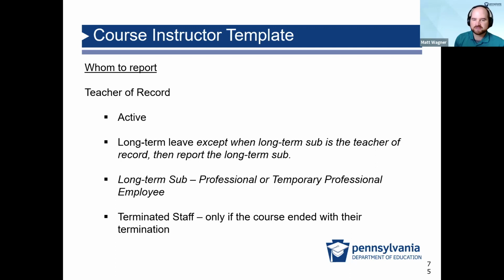And terminated staff is reported only when the course ends with the termination. So if somebody gets terminated and you have somebody else teaching to carry on, the new person would be the teacher of record. If the course gets terminated with the teacher, then that teacher would be the teacher of record.